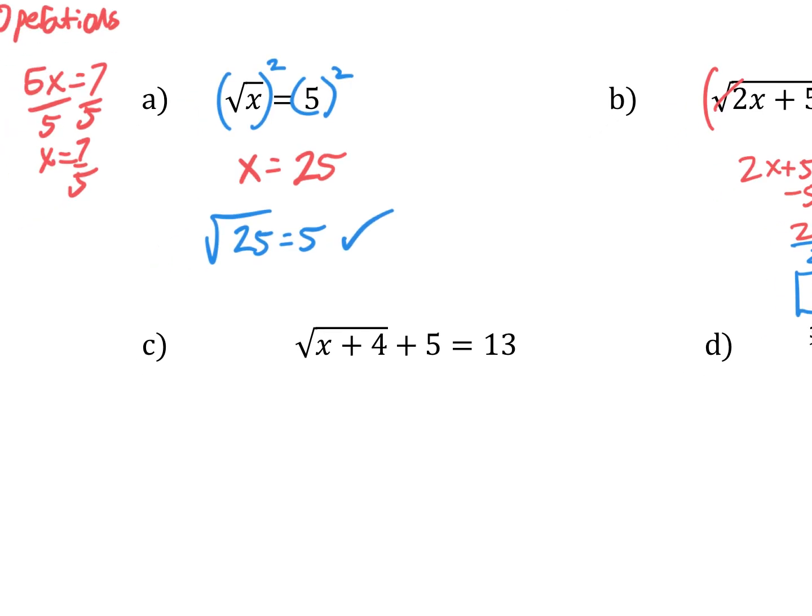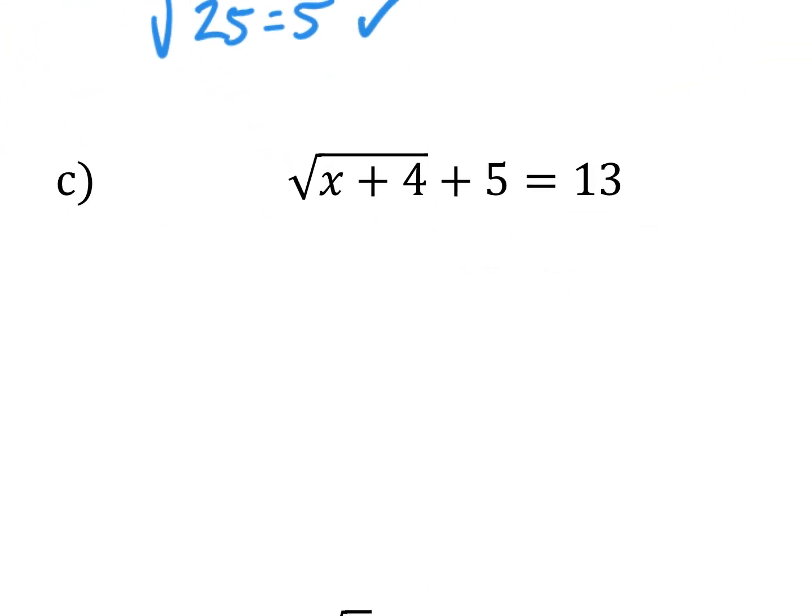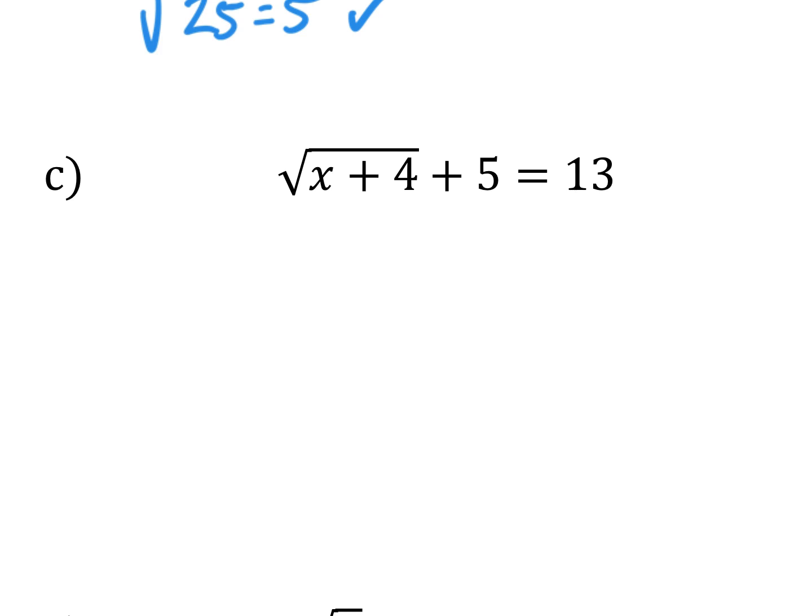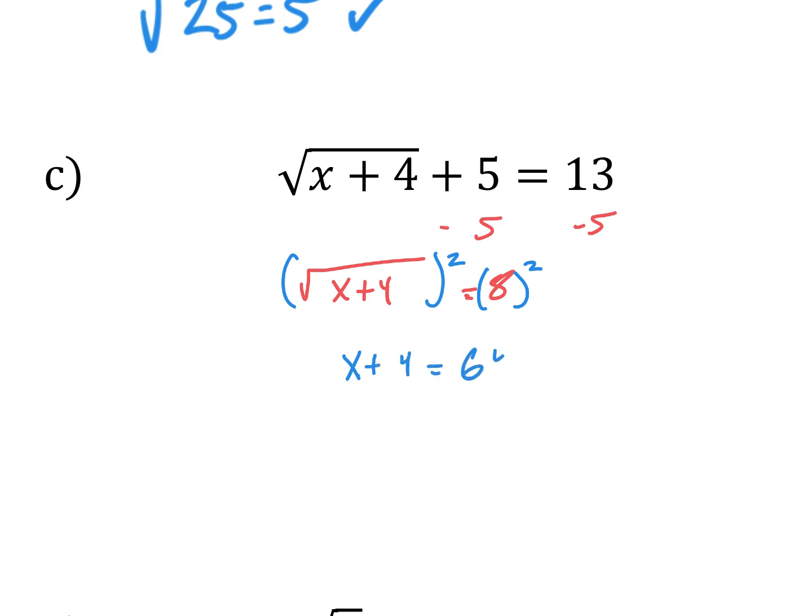So now we want to look at situations where we've got more going on. Here we have not just a radical, but we've got this plus 5. So we've got to get that out of there first, all right? Let's get that out of there by subtracting. And so we have the square root of x plus 4 equals 8. The opposite of square rooting is squaring, so we're going to square both sides. So x plus 4 equals 64. All right. Subtract from both sides and we get 60. That looks like a good answer.